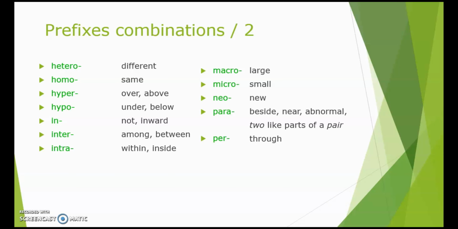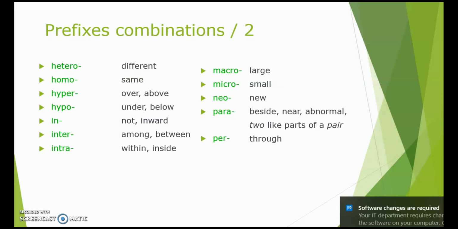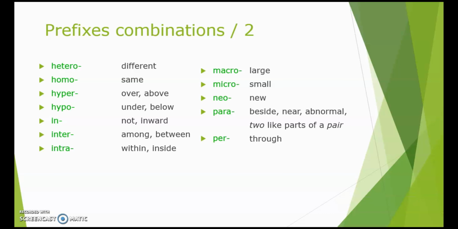Hetero, different. Homo, same, okay? Think of the term here, okay? Homo, same. Hyper, over, above. Hypo, under, below. In, inward, or not, as opposed to, okay? And that really requires a further knowledge of the roots that follow the prefix in this context, okay? Inability, for instance, okay? Not ability, right?